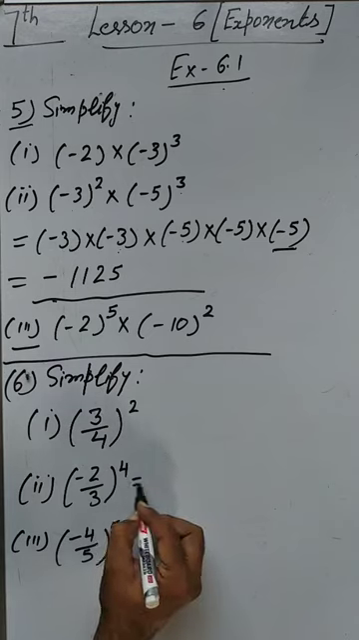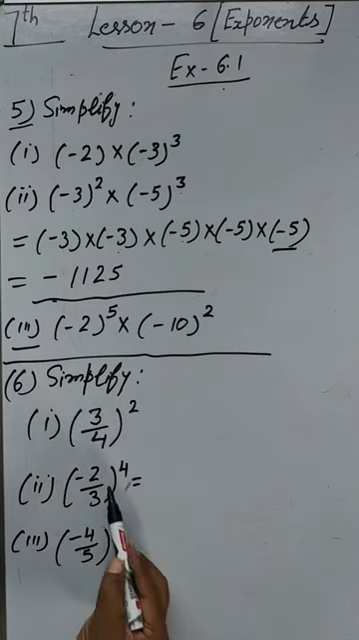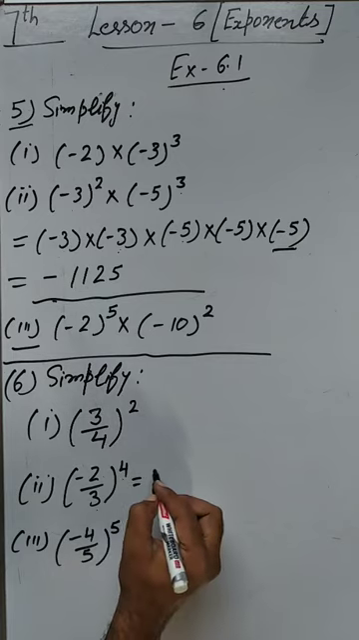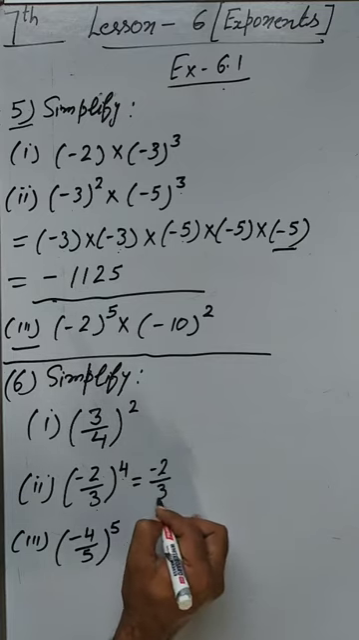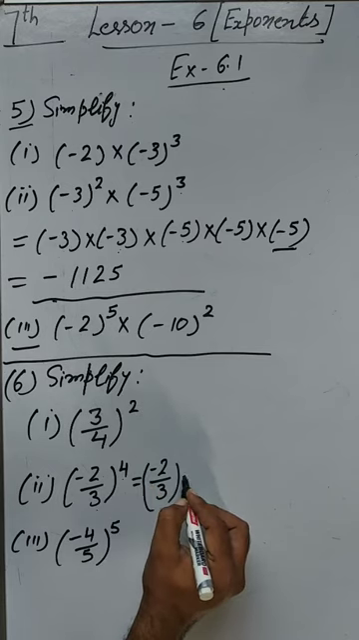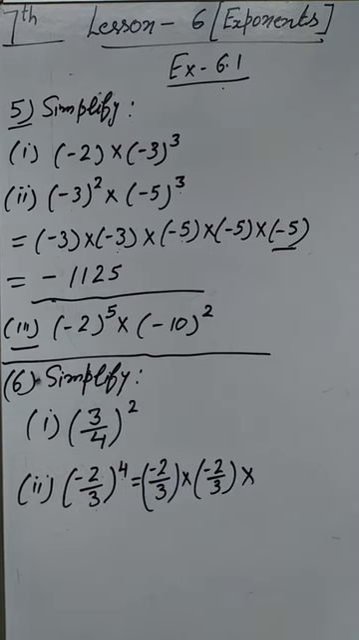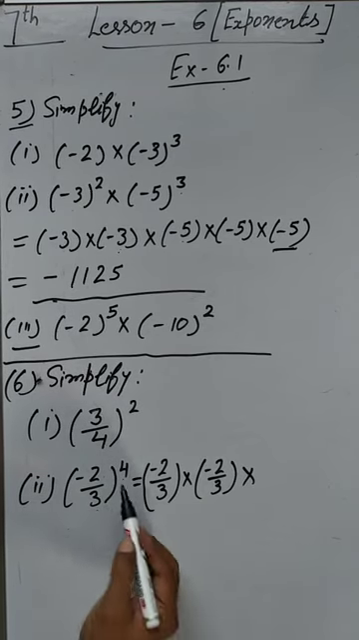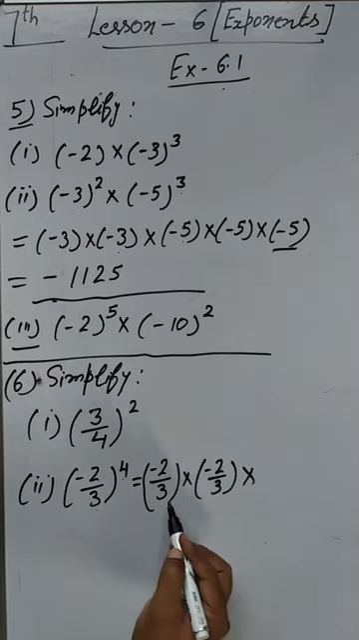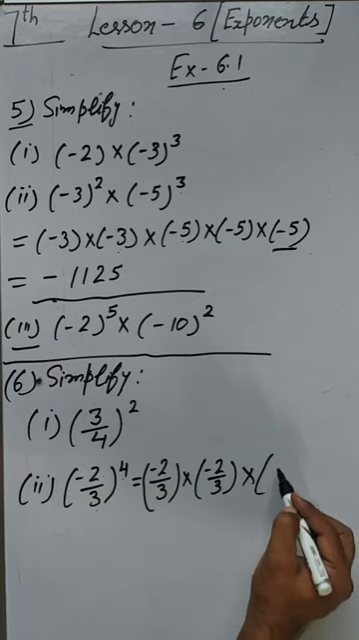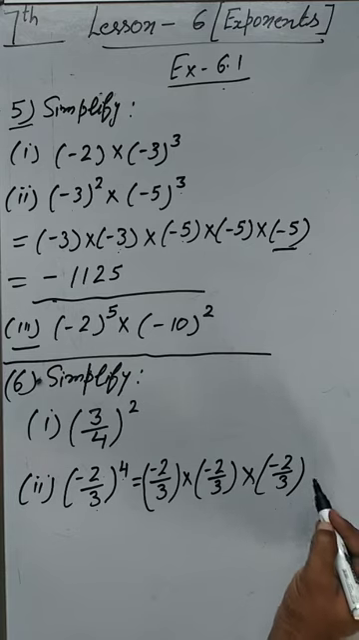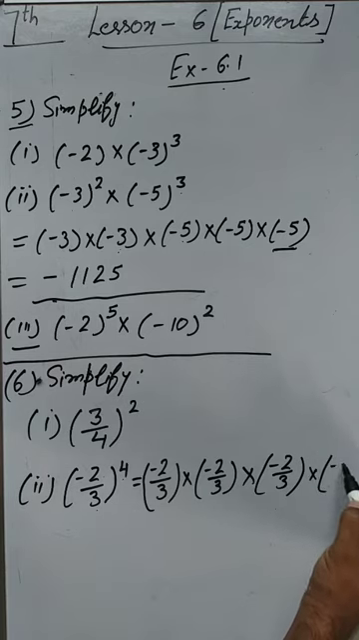I am explaining second part. Look here beta. Minus 2 upon 3. How many times is it? 4 times. That means minus 2 upon 3 multiply 4 times. Minus 2 upon 3 multiply minus 2 upon 3 multiply minus 2 upon 3 multiply minus 2 upon 3.